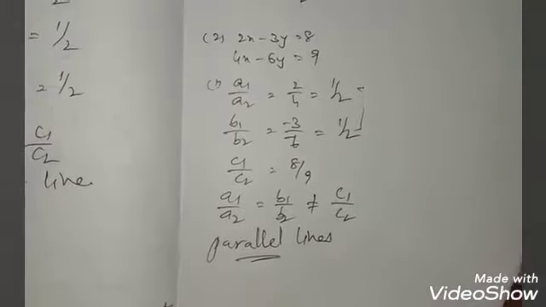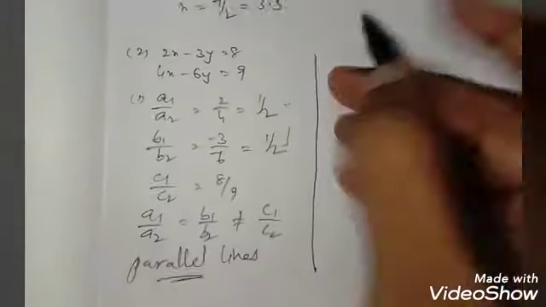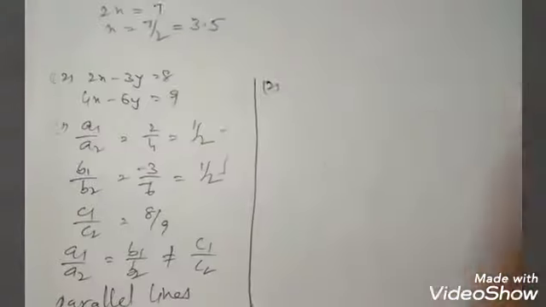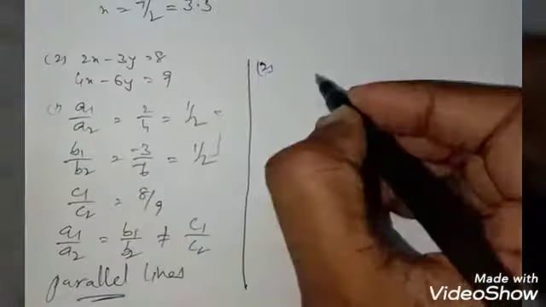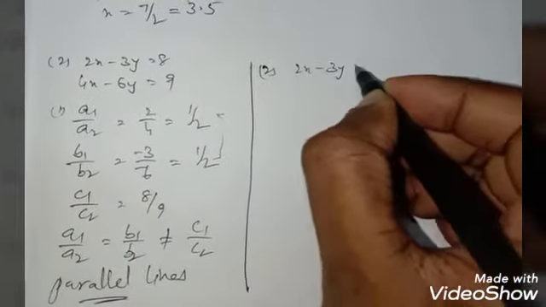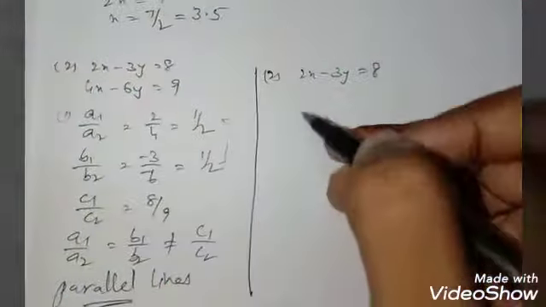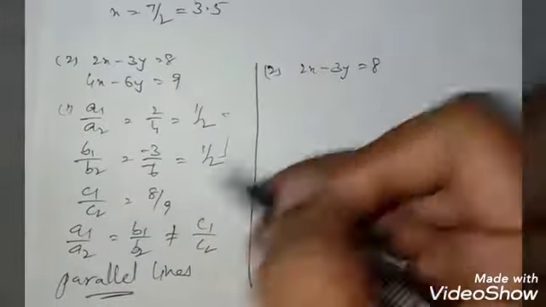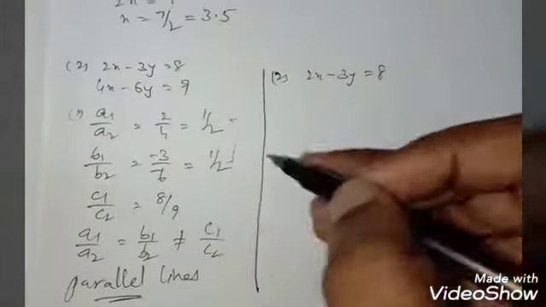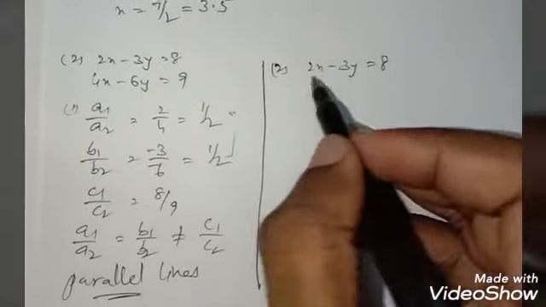So after showing it as parallel lines, then you have to find its values. That is your second step. Now how to find the values? Now first equation is 2x minus 3y is equal to 8. Step by step I am saying here. In exams also you have to write step by step, so that you will get marks for every step.